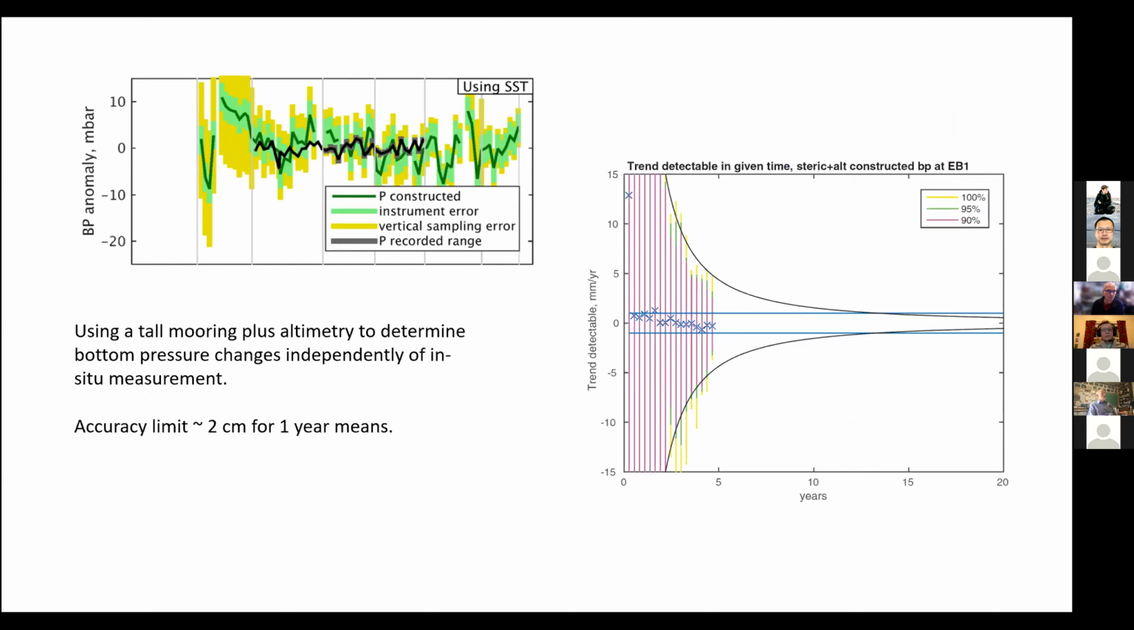We've also looked at the absolute bottom pressure, doing it from a tall mooring. If you measure sea level and density, you can infer the bottom pressure. That's really tricky. You can get to maybe a couple of centimeters accuracy for 1 year means. You need really careful calibration and a lot of ship time, a lot of work goes into that.